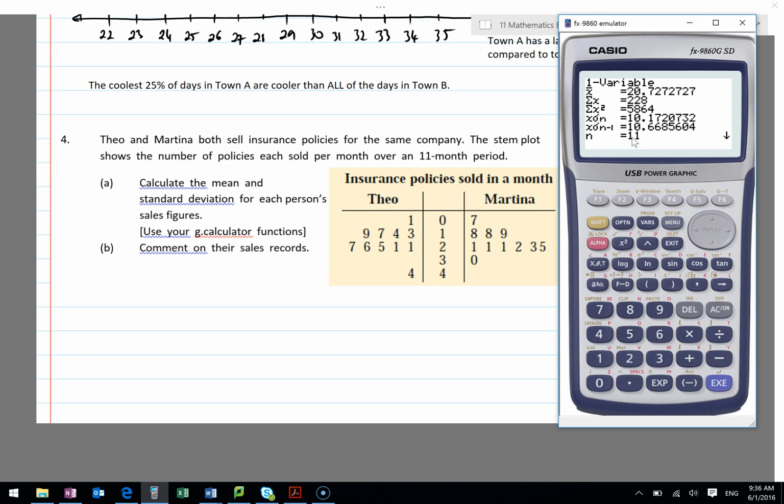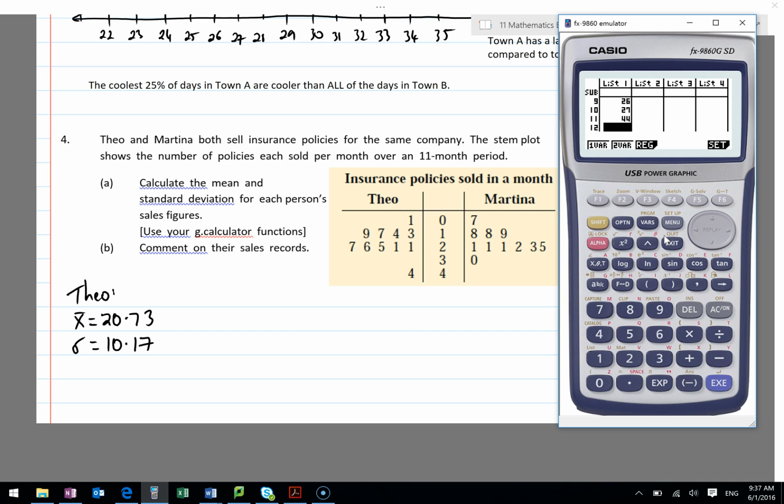1 variable calculations. So for Theo, his mean number of sales is 20.73, okay, and standard deviation is 10.17. So I'll write that down on my sheet. And remember, you'd only use the second standard deviation if you're trying to estimate what Theo would do for his whole life if he was selling. If you just ask for standard deviation, just the first one.